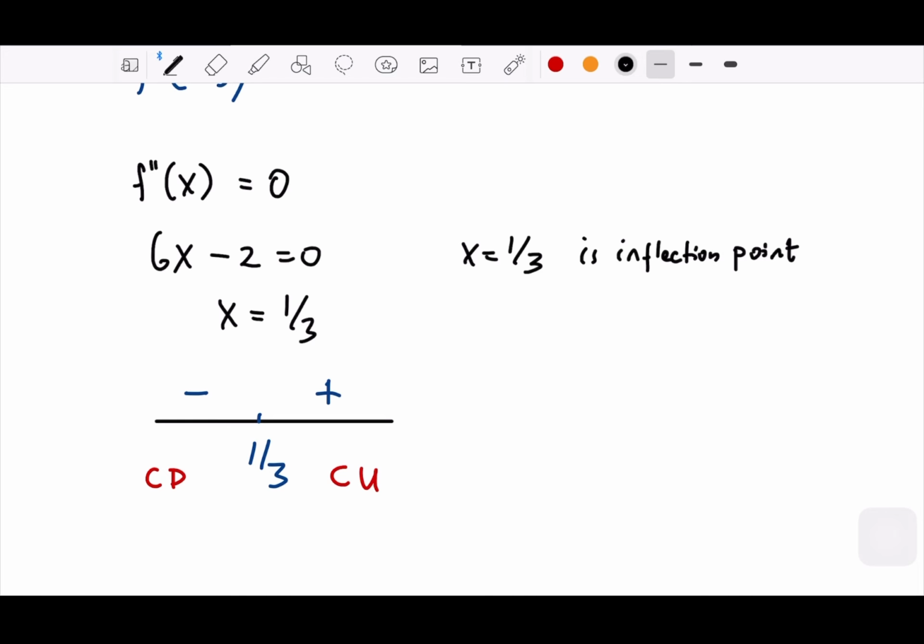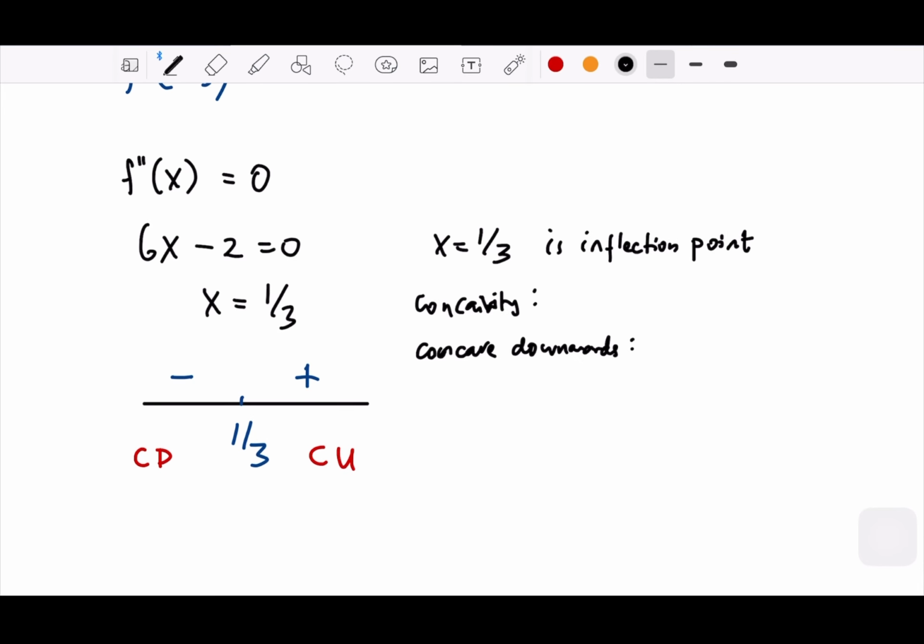And then you can also write down, if you need to write the concavity: concave downwards, this is when x is less than 1 over 3. Concave upwards, this is when x is greater than 1 over 3.